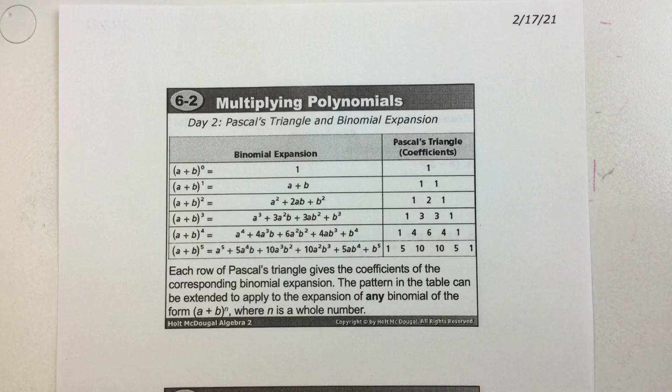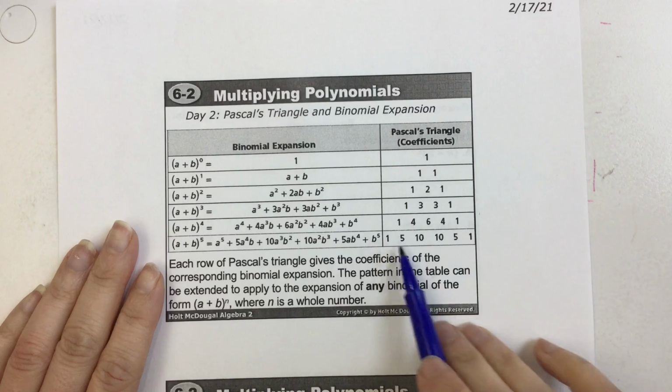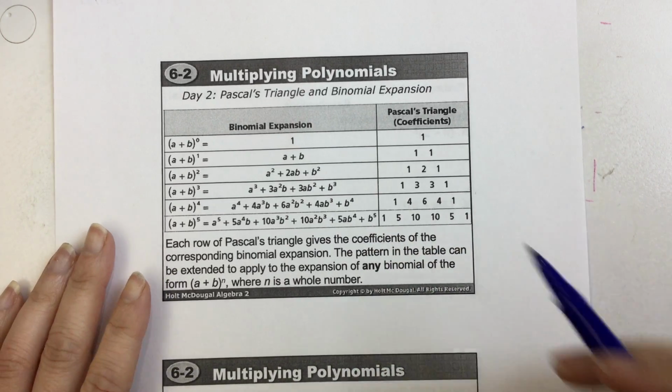Today in Algebra 2, we are going to look at the second part of section 6.2, which covers how we can use Pascal's triangle to expand binomials. So this is kind of like a fun little puzzle. Now first off, let's look at Pascal's triangle. This is what it looks like, and there is a definite pattern on how this was constructed.